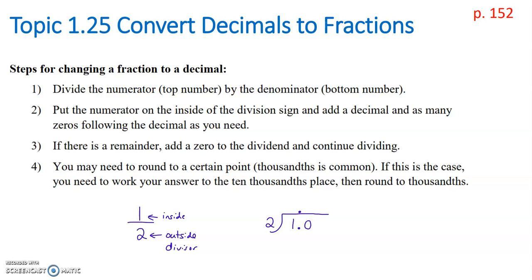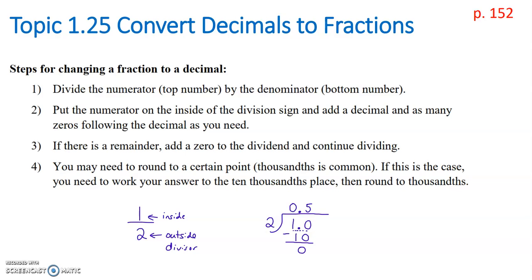So we're going to divide 2 into 1. That goes 0 times. So I'm going to move myself over, dividing 2 into 10, which goes 5 times. In this case, 5 times 2 is 10. So we're going to subtract, getting a 0 remainder. If you have a remainder, you're going to continue to add zeros, bringing down and continue dividing until hopefully the decimal terminates. So that's step 3.